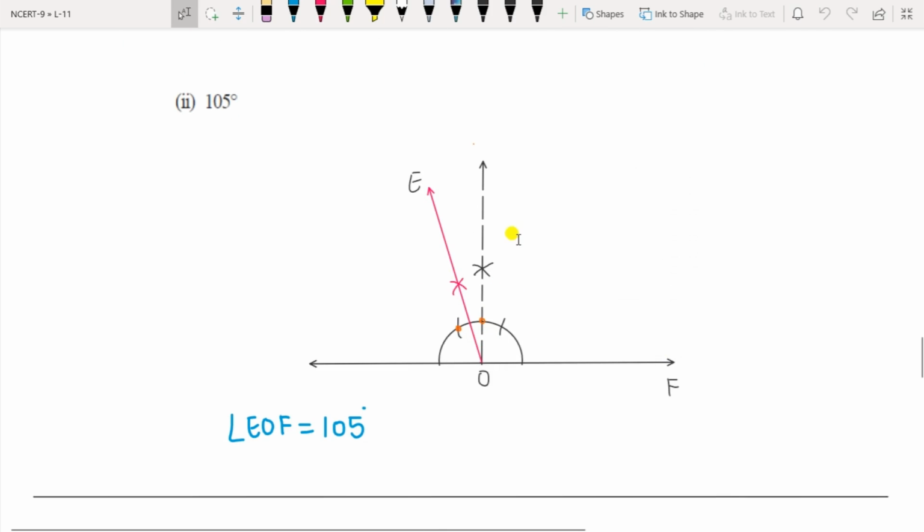105, the way you drew 75 above, similarly if you draw it on the obtuse side, it becomes 105. So between 90 and 120, take the measurement from 90 to 120, make an arc here from 90 and cut the previous arc from 120 here and join OE. So EOF is your 105.